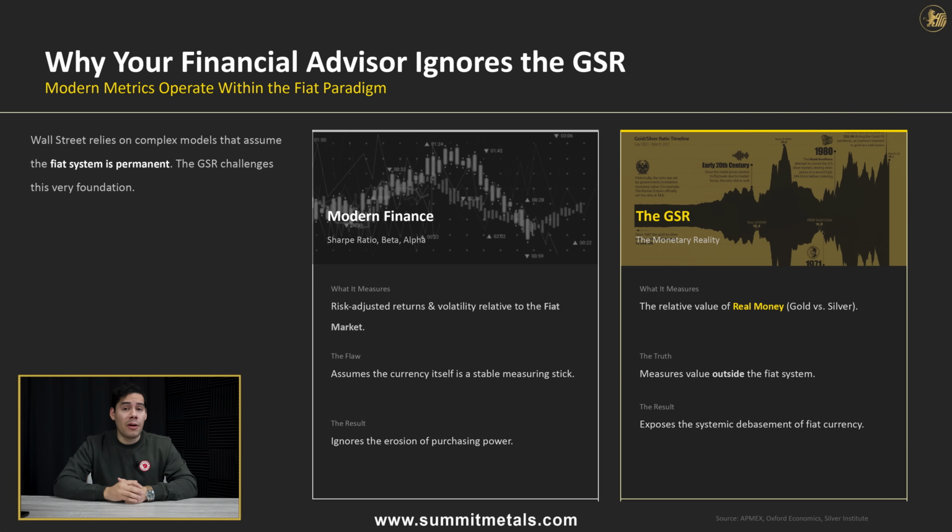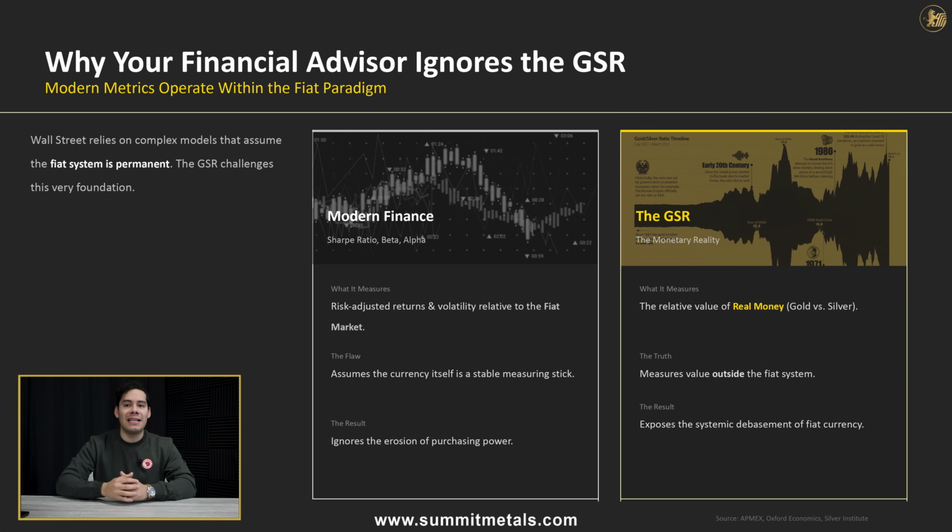Modern finance is built on models like the Sharpe ratio and beta, which are useful, but they operate entirely within the fiat paradigm. They assume that the dollar is a stable measuring stick. They measure risk and return relative to a currency that has lost 97% of its value. This is a fundamental flaw, but every single method to determine how you invest your money has flaws. So it's not to say that the Sharpe ratio is incorrect, because we do use it here on our channel. It's just to explain that there are also alternatives.